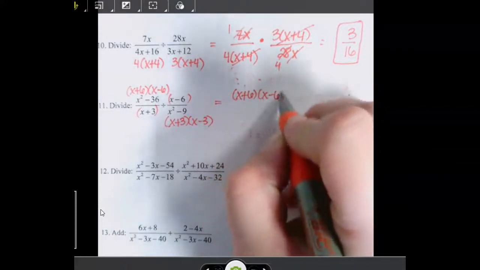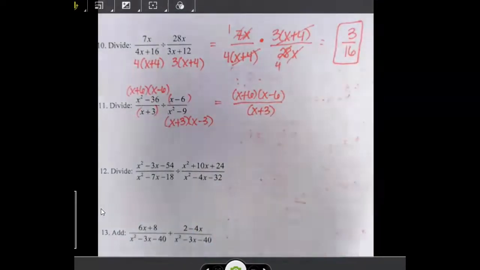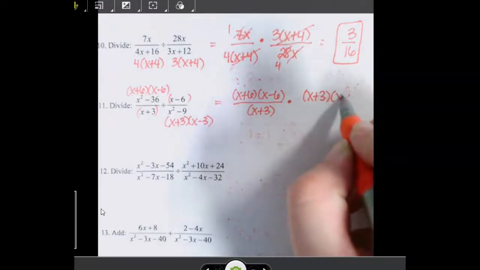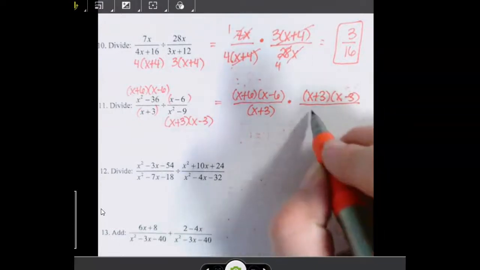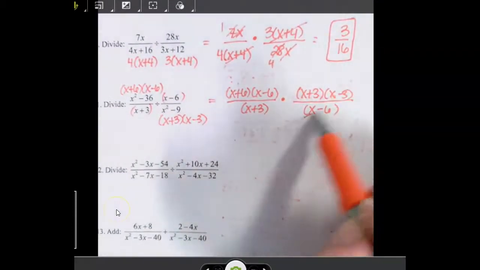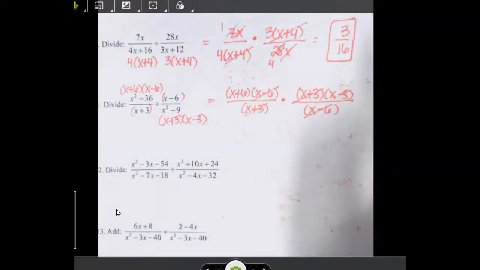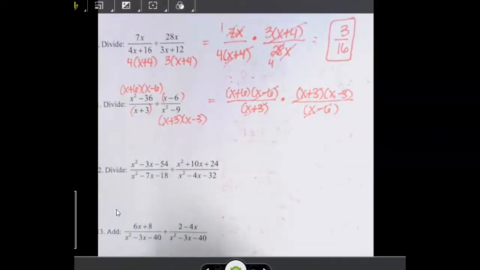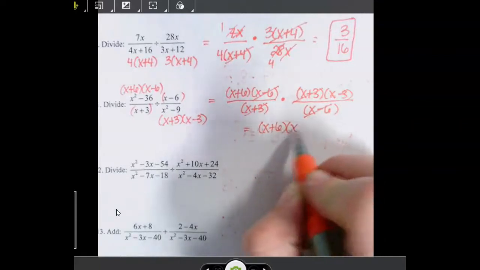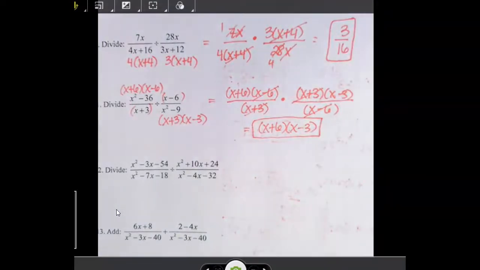And now for the division step, which is writing the reciprocal of the second fraction and multiplying. So I'm just flipping the second fraction over. And now in terms of common factors, I have these x minus 6 factors and x plus 3 factors. So I'm left with x plus 6 and x minus 3, both in the numerator. Okay, so I would just write it as x plus 6, x minus 3 with no denominator at all, because the denominator would just be 1.